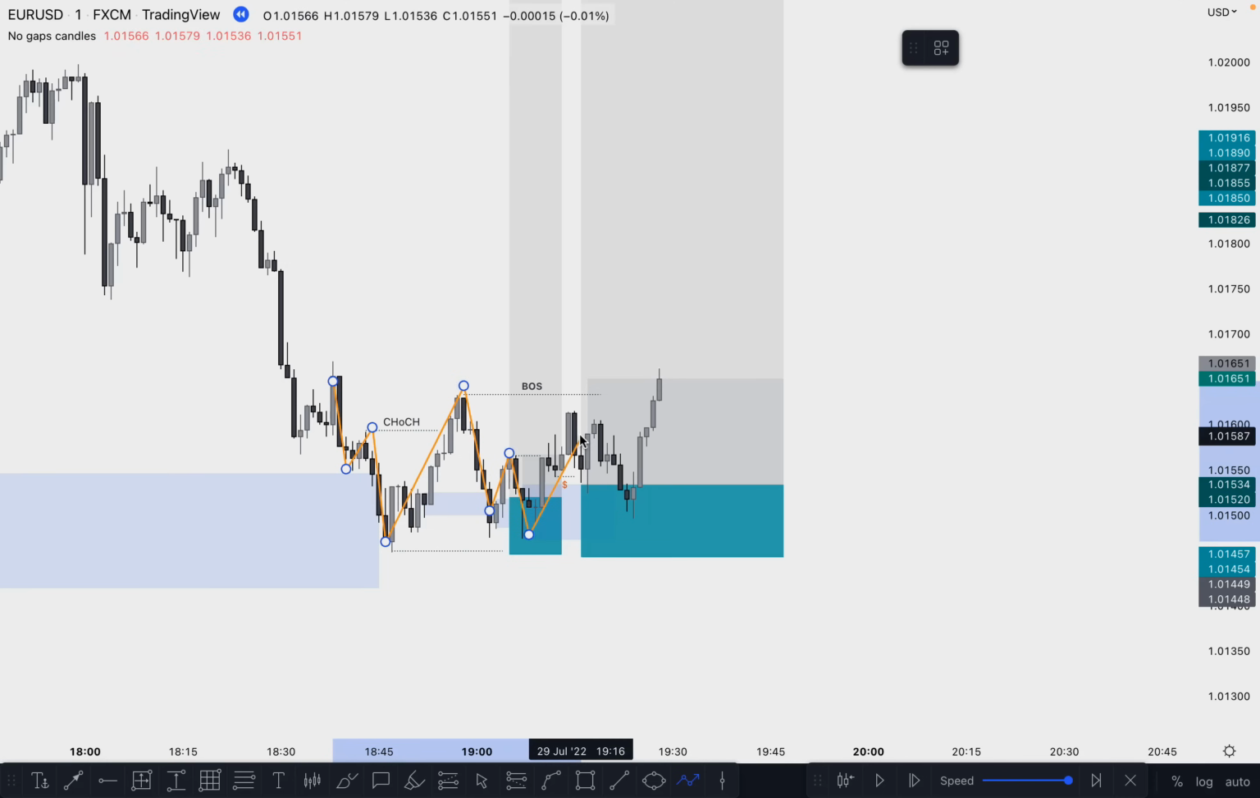Okay, so these are all internal structure, and once market breaks this structure, this one is called break of structure, and you can buy on this extreme here. Why can we buy here? Because market swept the liquidity here.